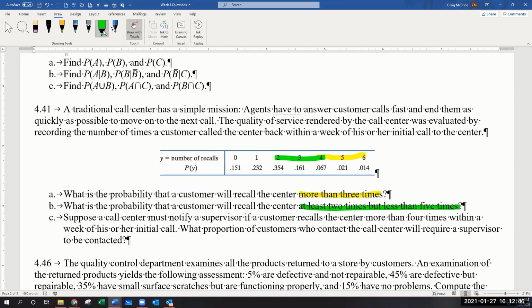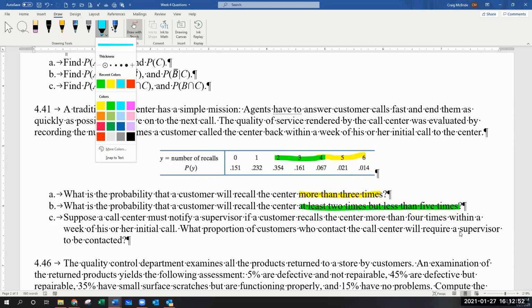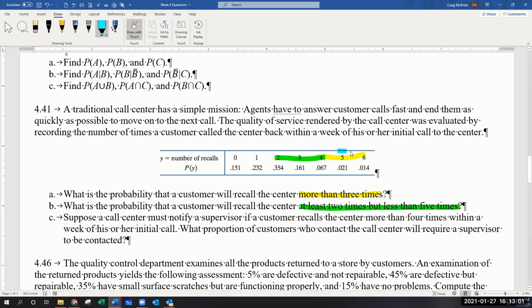Okay. And then the last one says, what proportion of customers who contact the call center will require a supervisor? Well, they require a supervisor if they call back more than 4 times. So more than 4 times is just those 2, and you add those 2 together.